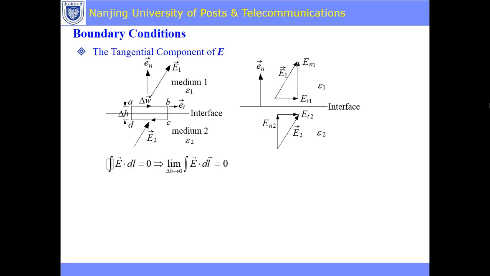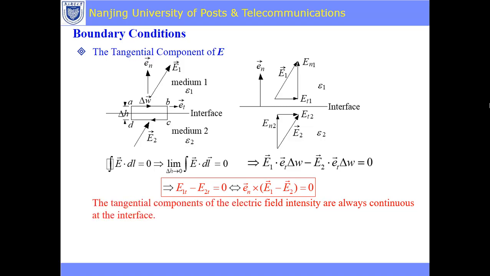It's the basic definition of a line integral of the electric field. It's a closed path, and both sides are opposing each other, so it is 0. If somehow this delta H goes to 0, what is happening? Well, it is equal to 0. So we can write that in this form.